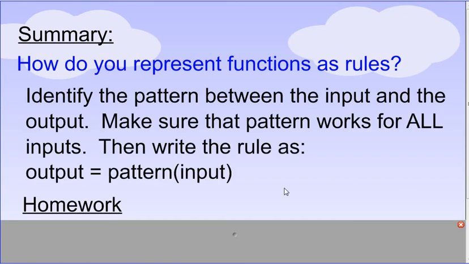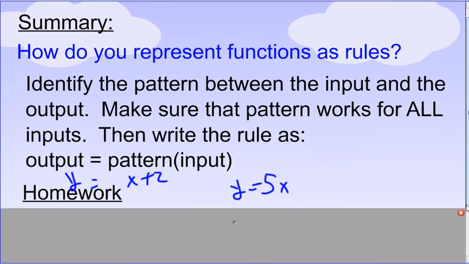All right, here's what I have. I identified the pattern between the input and the output. So you look for this pattern. Make sure the pattern works for all of the inputs. Then you write the rule as, and I put this thing, which probably looks really weird right now, but I really mean the output, which is the y variable, equals the pattern and the input. So if the pattern was plus 2, you take the input plus 2. If the pattern was times by 5, you take the input times 5, like that. So that's kind of what I mean by that. It's kind of ugly, but I didn't know a better way to write it.